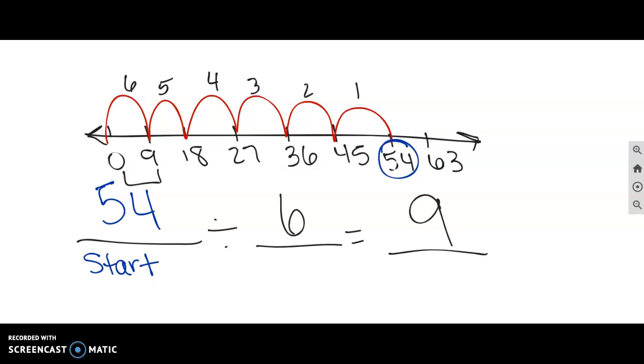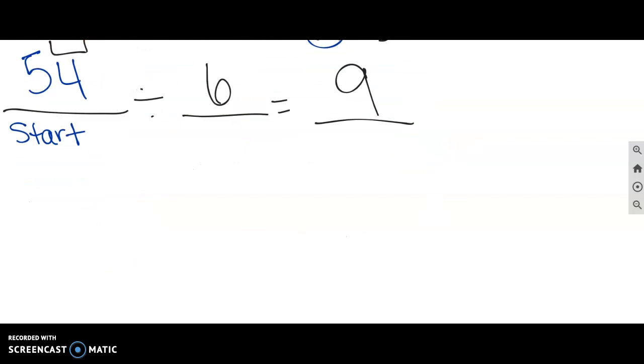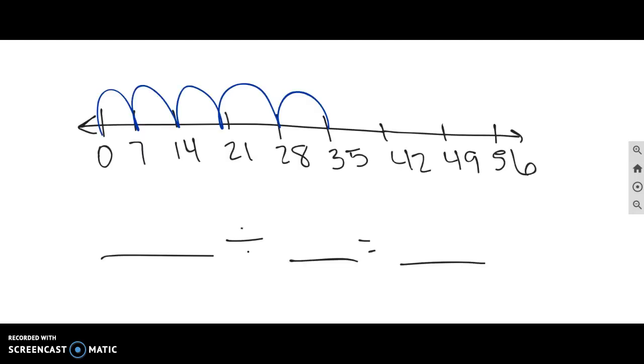So I want you to go ahead and solve this next problem on your own and try it out. Okay, here's our number line. Go ahead, pause the video, solve it with what we know and what you've been copying in your notebook, and then we'll come back for the answer.